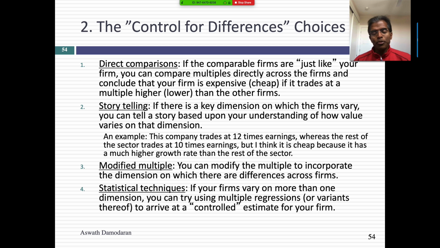They priced them against each other. Small samples, direct comparisons. The second is if your sample gets a little bigger than 3, 6 or 7 or 8, you tell a story.